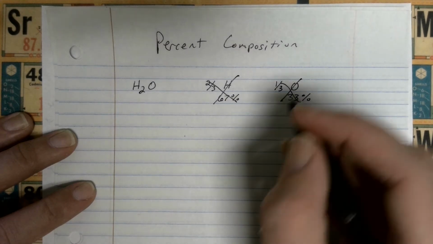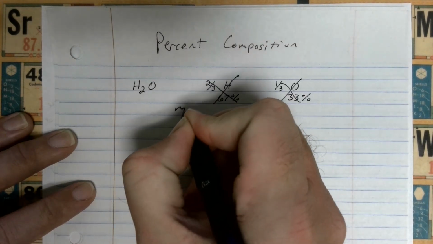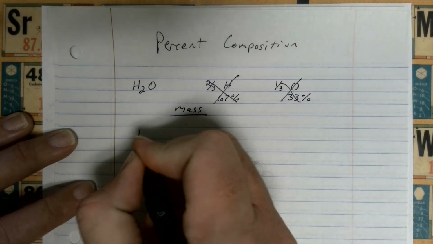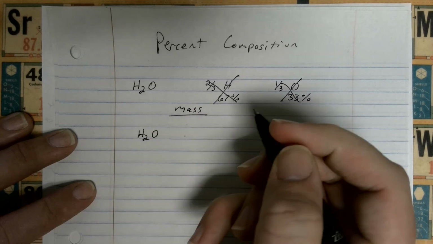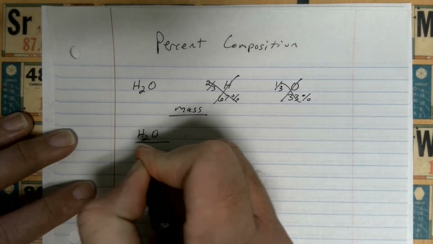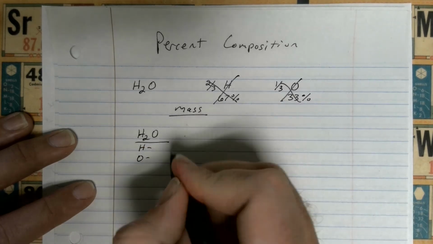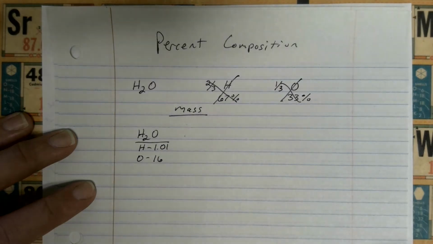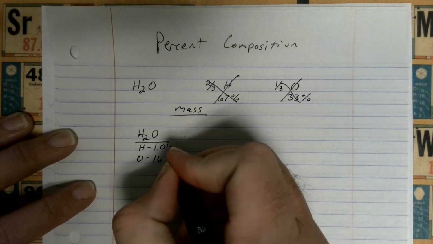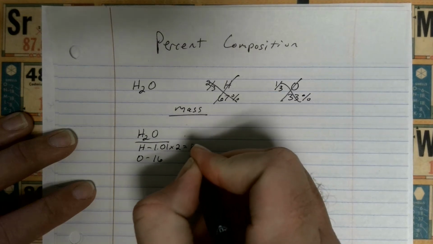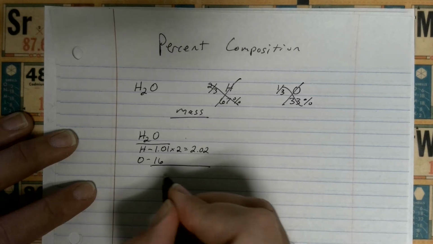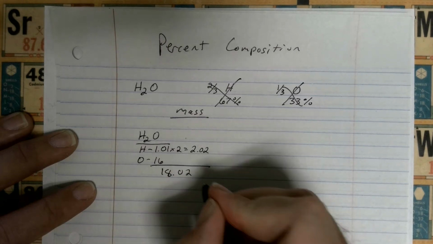We're going to do percent composition by mass, okay? Because each element has its own mass. So the way that you have to do this, the first step is figure out the molar mass of your compound. So in this case, hydrogen is 1.01, oxygen is 16. I multiply hydrogen by 2 since I have 2 of them. 2.02 plus 16 gives me 18.02 grams.